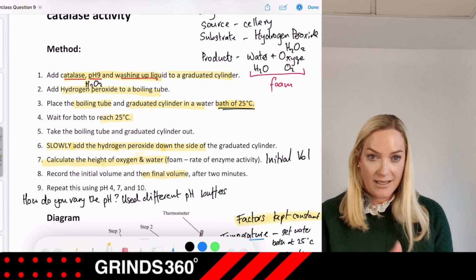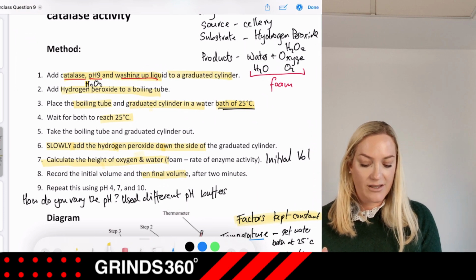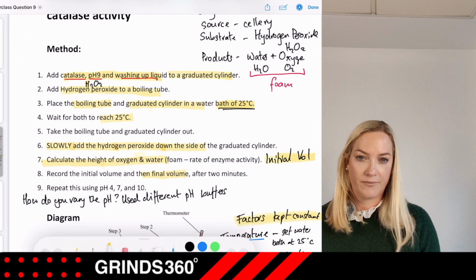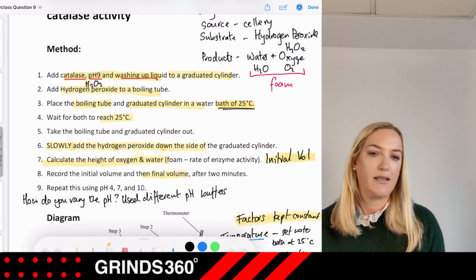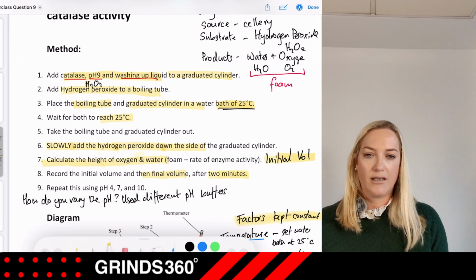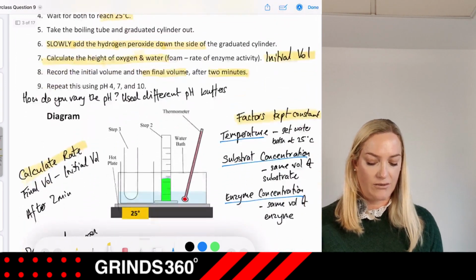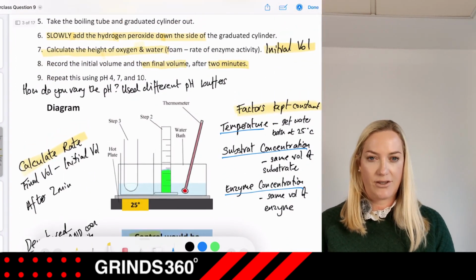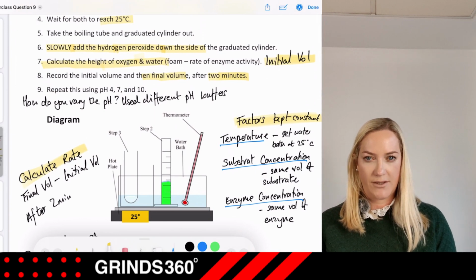Okay, so we've added that, and now we're just about to start our experiment. You're going to calculate the height of the oxygen and foam, or you can say here, the initial volume. Then leave it for 2 minutes. There has to be a reference to time. And then after 2 minutes, calculate your rate of reaction. Calculate the volume of foam: your final volume minus your initial volume after 2 minutes.